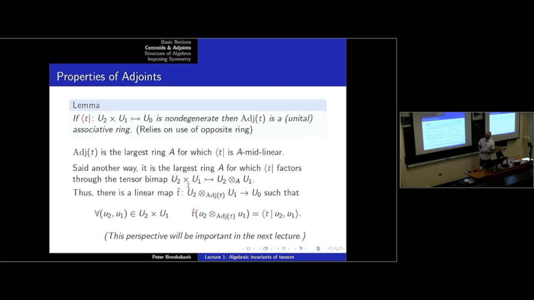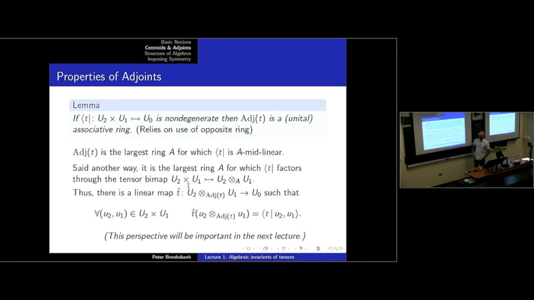So what is this adj really anyway, this ring of adjoints? It's the largest ring over which the algebra is A midlinear, okay? So what does that really mean? It means that we can tensor over that algebra, right? So it's the largest ring A over which the bimap T factors through the tensor bimap A2 tensor A1. And what that means is that there is a linear map, which we call T hat here, that goes from the tensor product to the codomain space, satisfying this equation that you see right here.